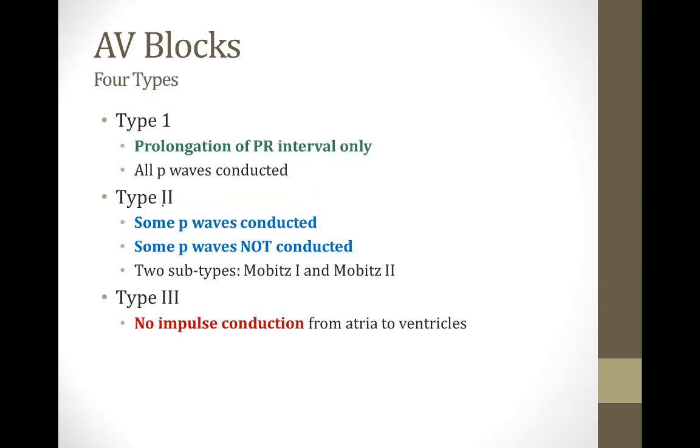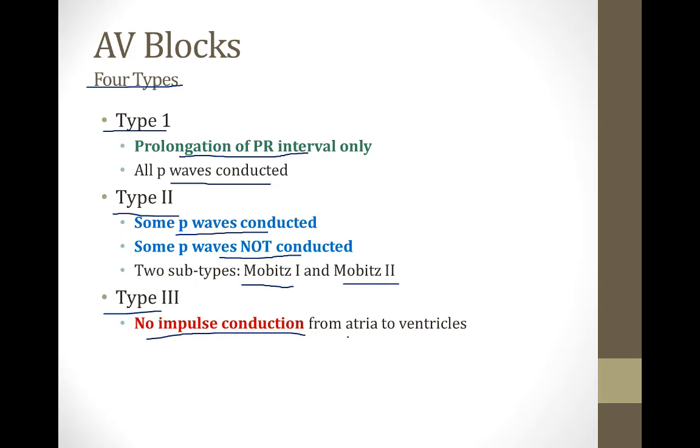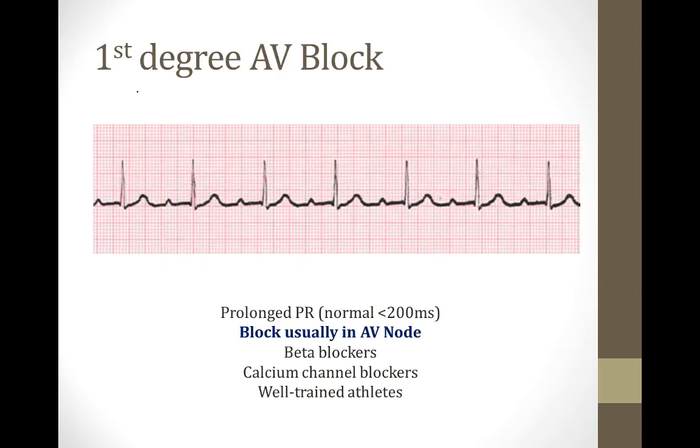So now that we understand those principles of AV blocks, let's talk about the four types of AV blocks in terms of how they appear on the surface EKG. A type 1 AV block involves only prolongation of the PR interval. All P waves are conducted. There are no dropped beats. Type 2 AV blocks involve some conducted P waves and some that are not conducted, and it's split up into two subtypes called Mobitz type 1 and Mobitz type 2. And then finally, a type 3 AV block is where there is no impulse conduction from the atria to the ventricles. So we'll go through these one at a time, and we'll start with first degree AV block.